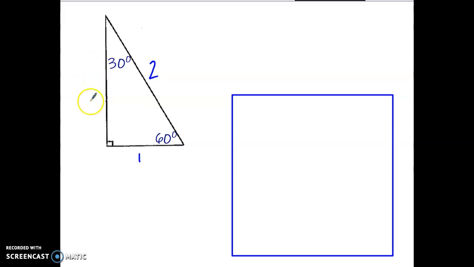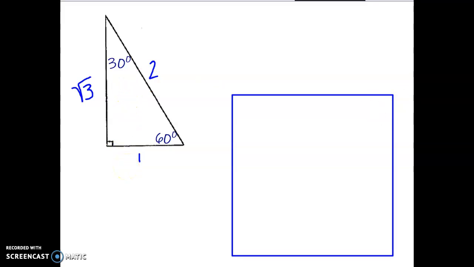And then just like before, I'm going to use the Pythagorean theorem to find this side. 1 squared plus something squared equals 2 squared. So 1 plus something equals 4 if I square those. So that something is the square root of 3. 1 squared is 1, square root of 3 squared is 3, and when I add those together, I get 4, which is 2 squared. So that follows the Pythagorean theorem.